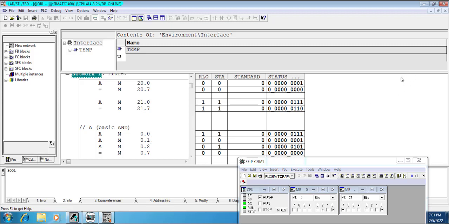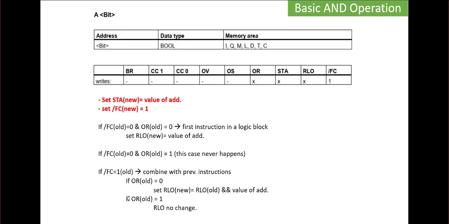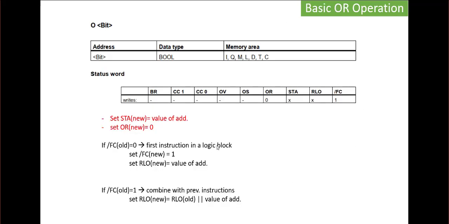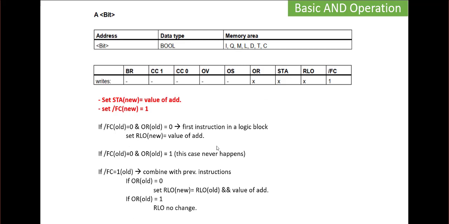As for the third case, this third case is when the first check bit is 1 and the OR bit is 1. This state only appears when we talk about the third instruction, which is the AND before OR instruction. So we will talk about it later. So for now, let's move back to our example and see how it works.